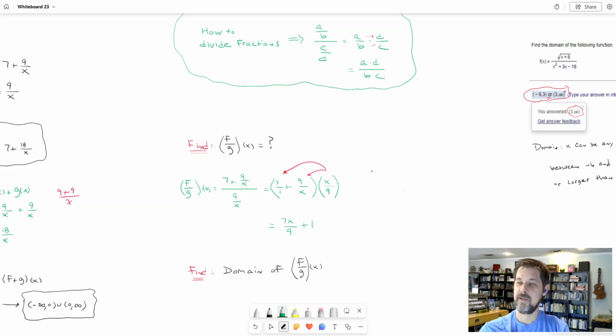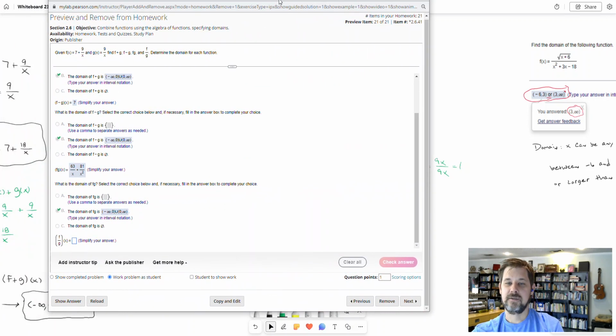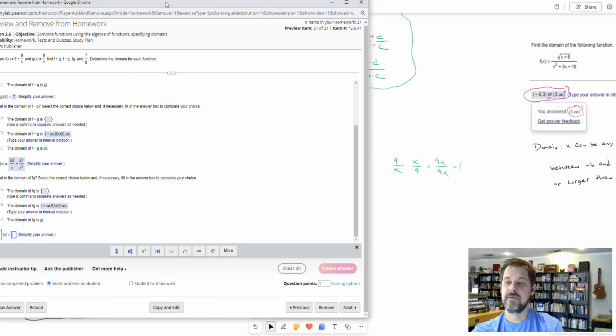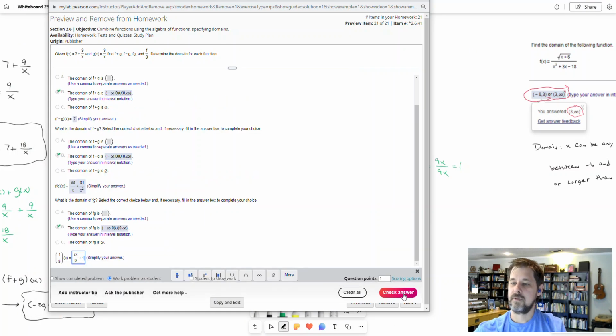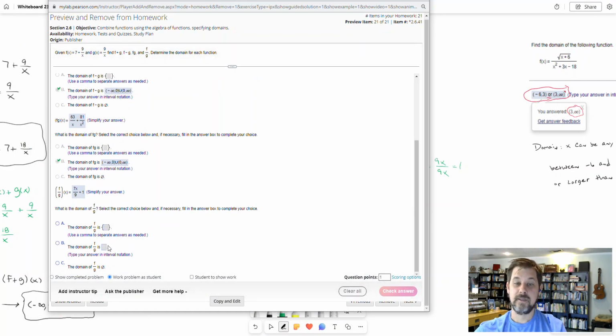That's just 1, okay? If I took 9 over x times x over 9, I multiply fractions straight across. One way to look at it is it's 9x over 9x, 9 times x. And that's 1, so that's why I put 1. Okay, so we'll get 7x over 9 plus 1. So there's my function f over g. So we'll put that in. Shouldn't be hard to type that part in. 7x over 9 plus 1. There it is. And that's correct. And then again for the domain.